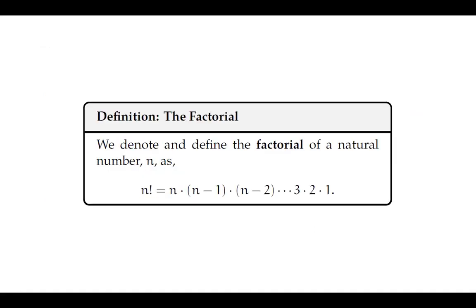So let's define the factorial. We denote and define the factorial of a natural number n as n exclamation point, n factorial, which would be n times n minus 1 times n minus 2, all the way down to 3 times 2 times 1.